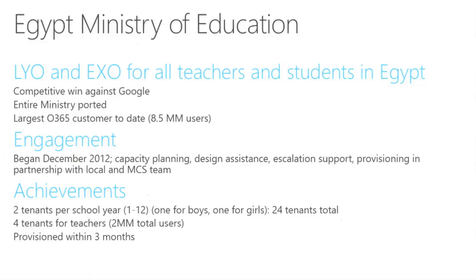And they have one for boys and one for girls for each school year. And each of those tenants is approximately 400,000 or 500,000 users. So pretty big deployment at large. And it's humming along. We have only good things to hear and to say about it.